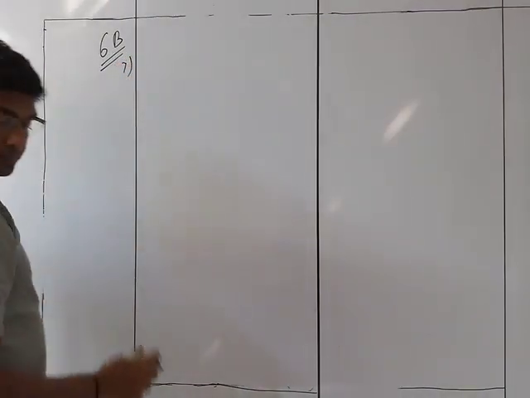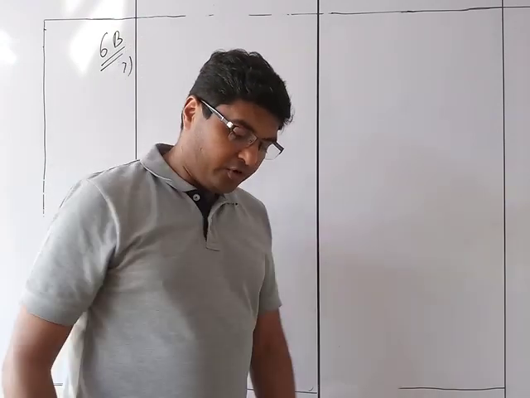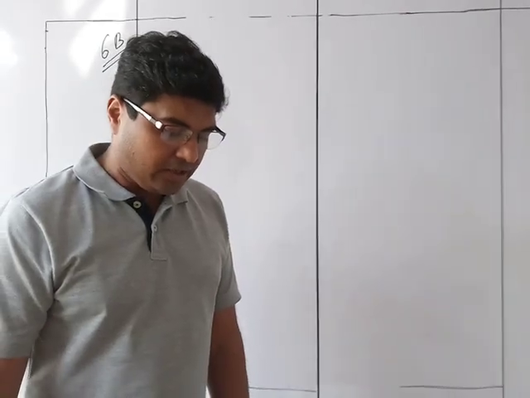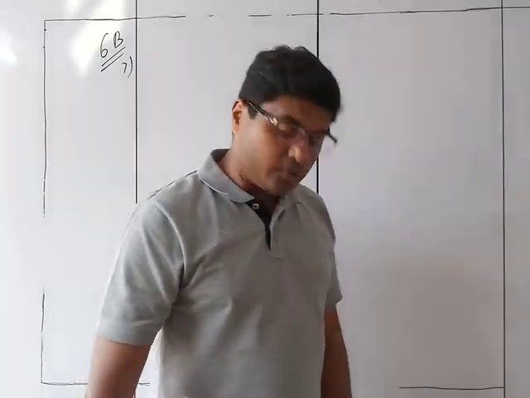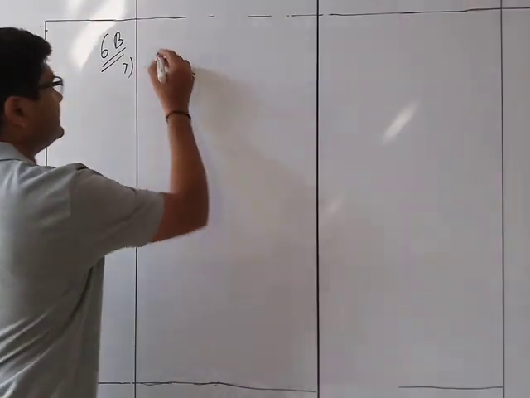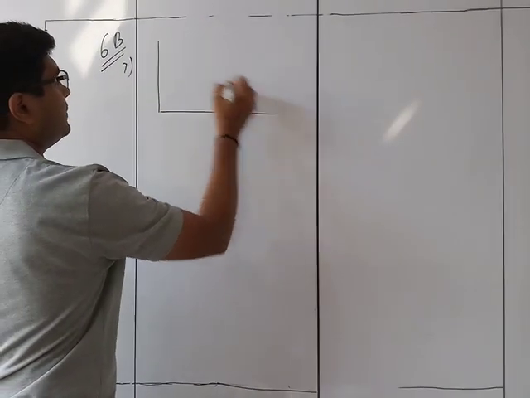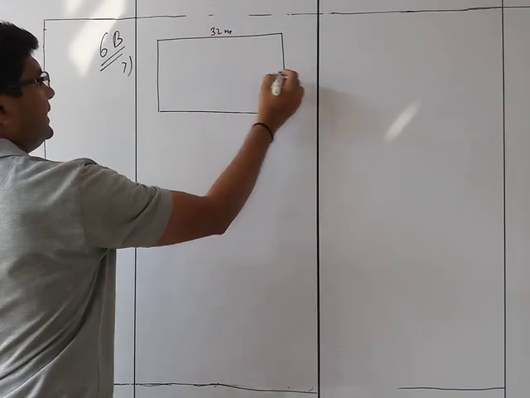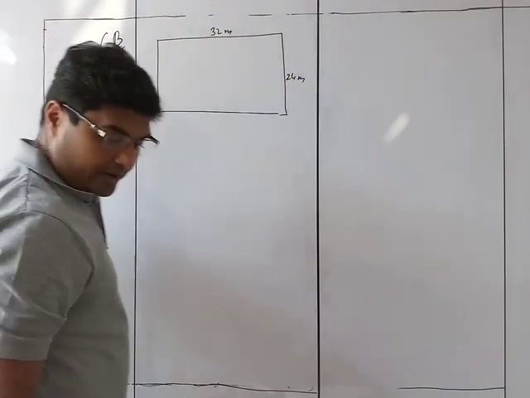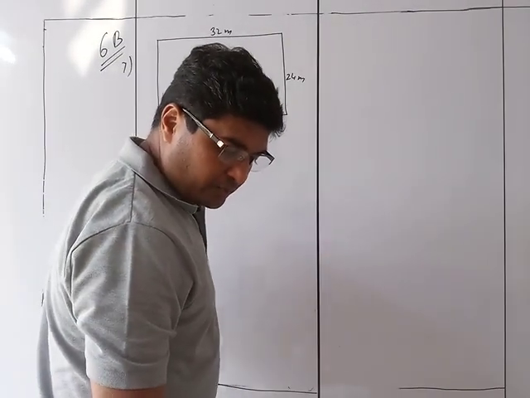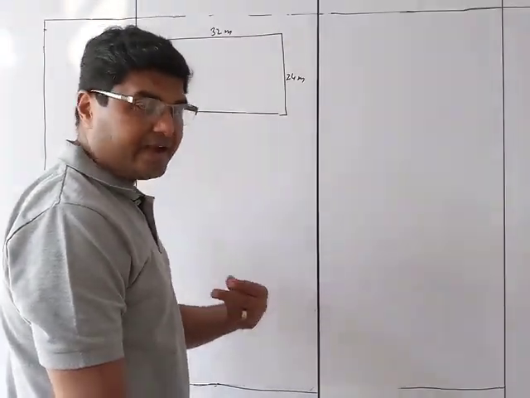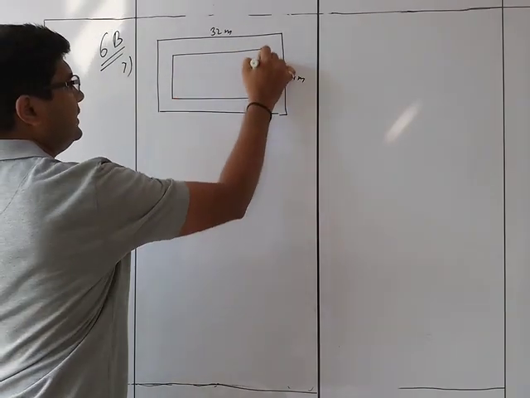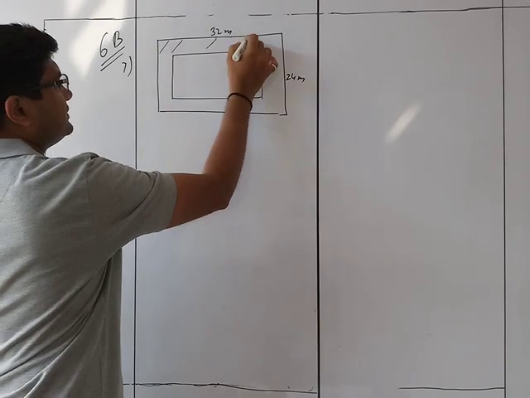Question number 7. A footpath of uniform width runs around the inside of a rectangular field 32 meters long and 24 meters wide. So there is this particular ground which is such that this is 32 meters and this is 24 meters wide. And there is the footpath which runs around the inside, this is the footpath, this particular area over here is the footpath.